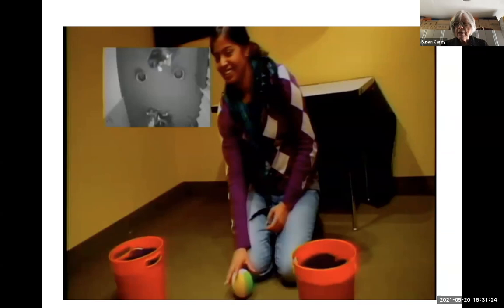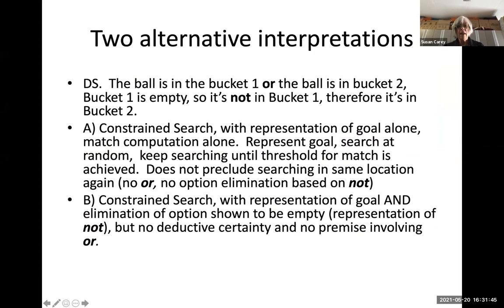If you think the child is reasoning, well, the ball is either in the left bucket or the right bucket. It's not in the one that was shown to be empty. So it must be in the other. Okay, so that's the disjunctive syllogism version of that. But there are two alternative interpretations. One is that there is a constrained search. You're only considering the buckets, but you only have a representation of the goal, okay?